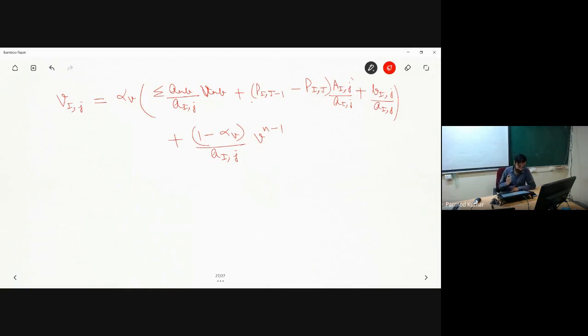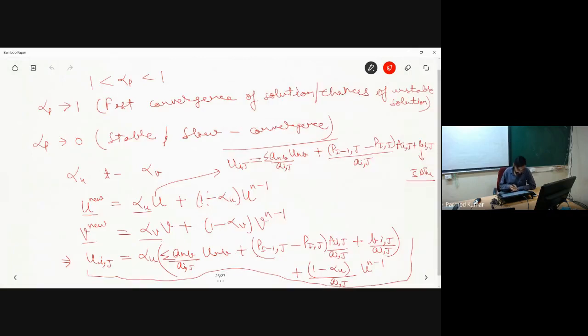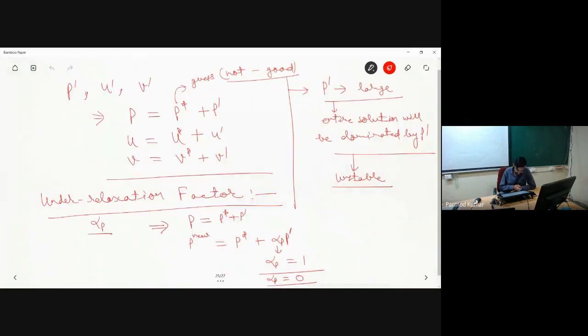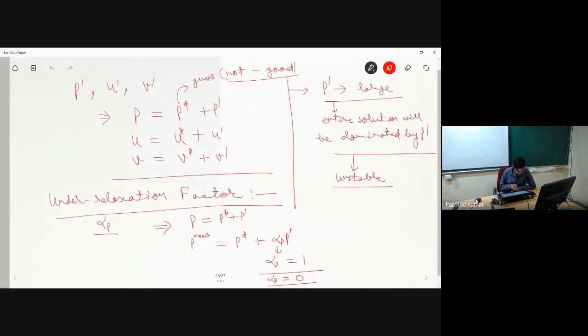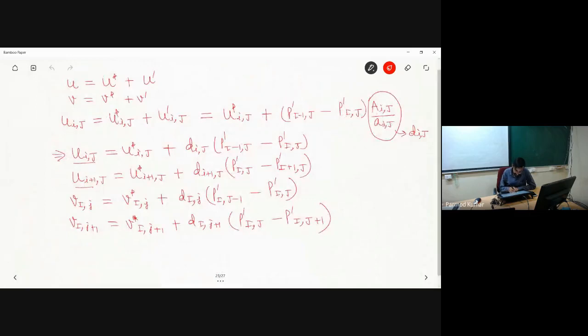So from here you can clearly see, earlier when I estimated the values for d, what was my d? I estimated d from the expression of u_ij, and my d was A_ij divided by a_ij.